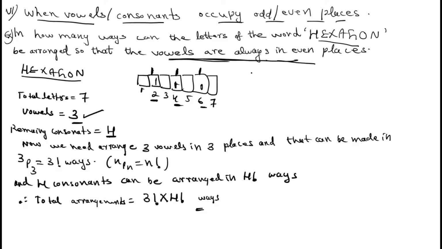Here the question is vowels are in even places, so I am placing vowels in even places, that is 3 places are available. Total arrangement is equal to 3P3, that is 3 factorial. Or you can write directly, 3 vowels can be arranged in 3 factorial ways. Then use the multiplication principle, total arrangement you will get 3 factorial into 4 factorial.